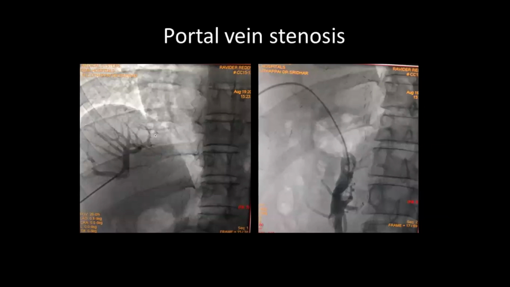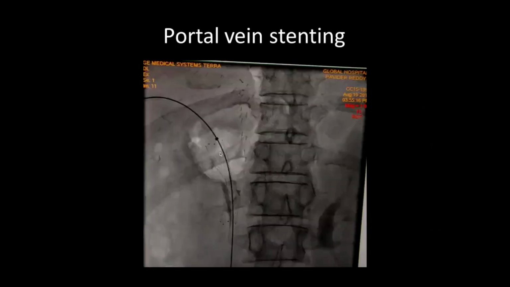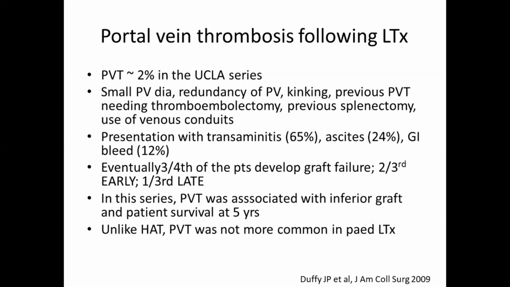We went by the transhepatic route, and this is the wire gone into the superior mesenteric vein. A balloon was placed. You can see the waist here, which tells you that this is the site of the narrowing of the portal vein at the anastomotic site, and this patient was stented.